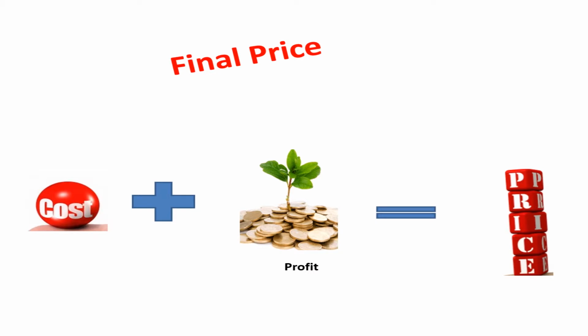For example, the variable cost of your product is 20 shillings per unit and fixed cost is 30 shillings per unit. You want to earn a 20% markup, so you'll add 20% of 50 shillings to the cost to arrive at the final price. The second determinant is demand.